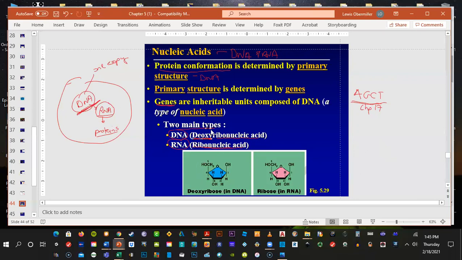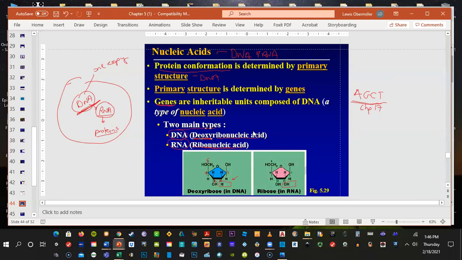Oxygen. Yeah. So if we look at these molecules, remember we number these things, 1, 2, 3, 4, 5. So right here on this number 2 carbon in DNA, they're different. Everything else is exactly the same. Do you guys see that? So what's missing in DNA? The oxygen. Right. That's the only difference between DNA and RNA, is that DNA is deoxy, without oxygen.